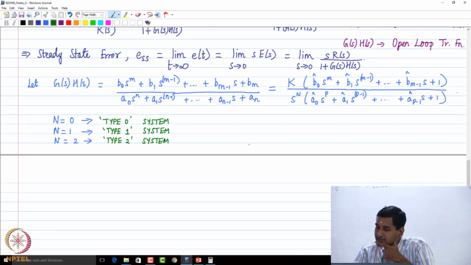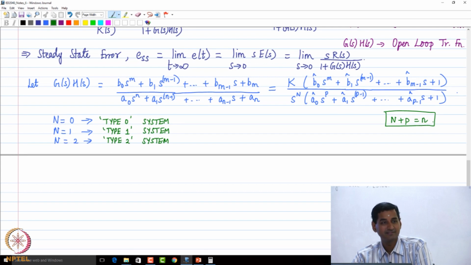Did I make a mistake here? Yes, okay, what is P? Let me write it here. So n plus P is equal to small n, sorry. That order is preserved. Sorry about that, I forgot to write that. For example, if capital N is 0, obviously P is equal to n. I don't do anything, I just divide by the denominator and numerator. That's all I do.